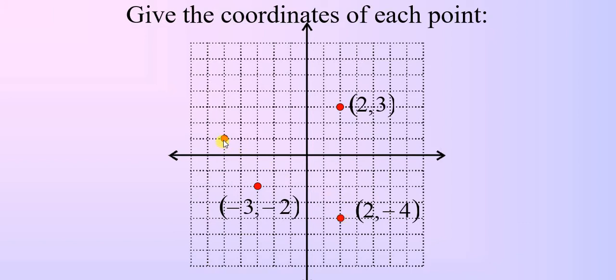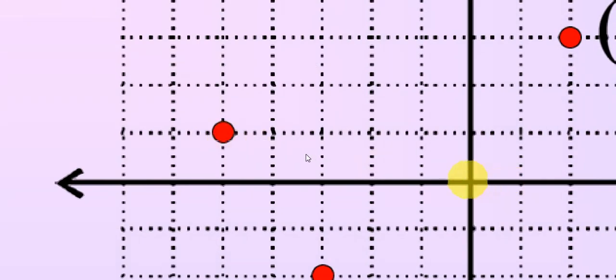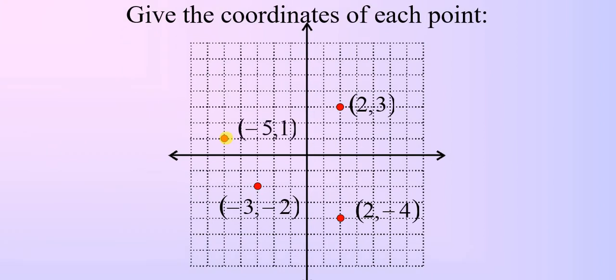We have another point. It's here. So let's see. When we count from the origin, we have 1, 2, 3, 4, 5. So we went 5 to the left. Then when we go up, it's just one step. So therefore, the location of this point will be negative 5, 1. So that's how we find the location or the coordinates of the points in the Cartesian plane.